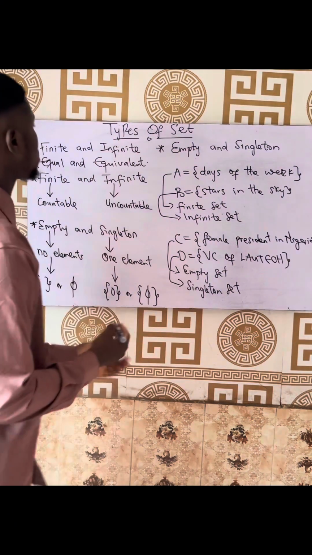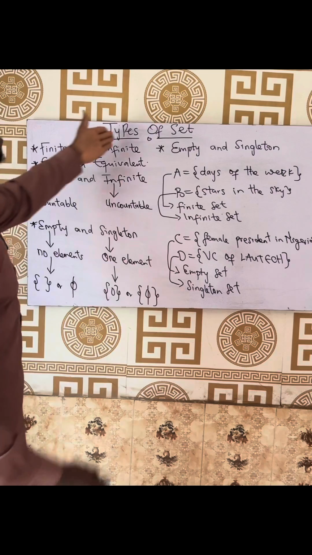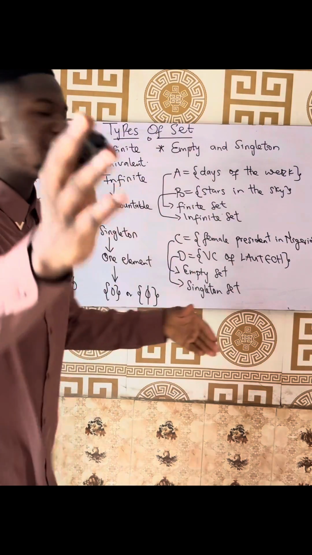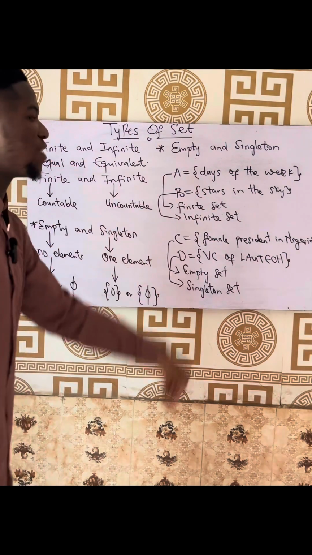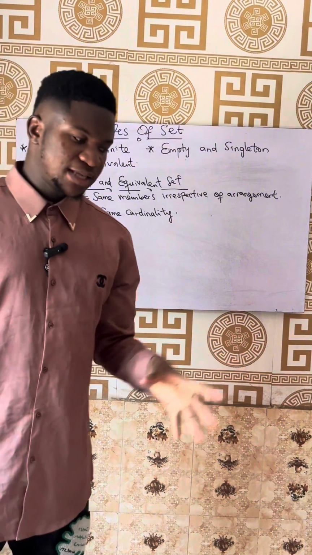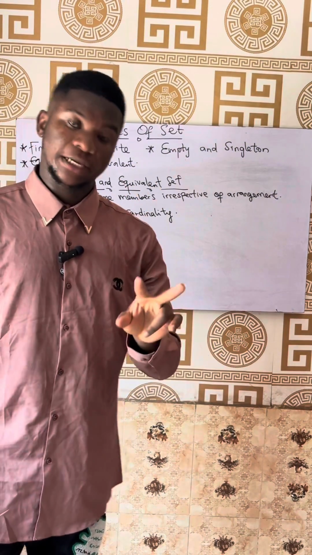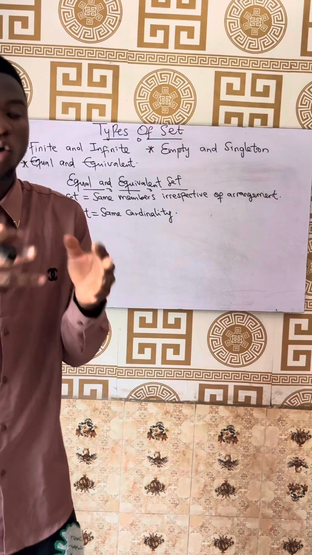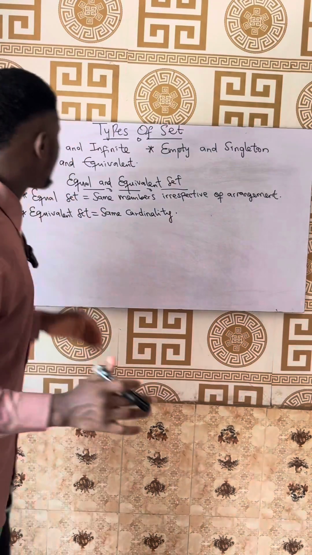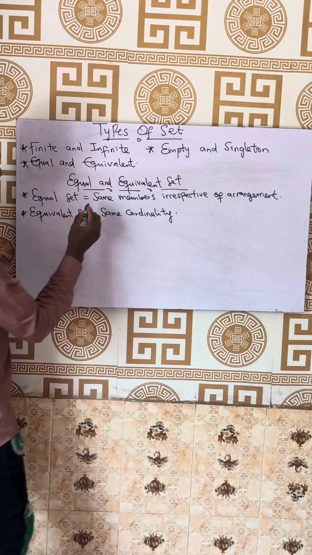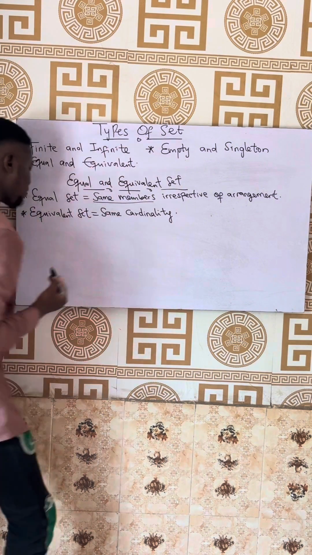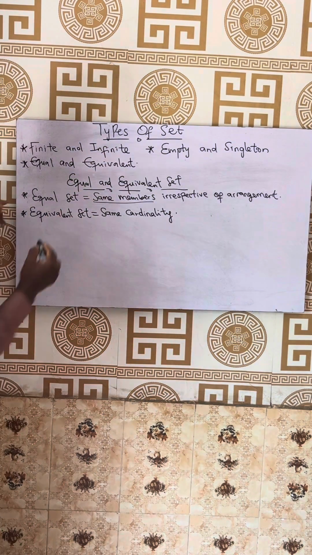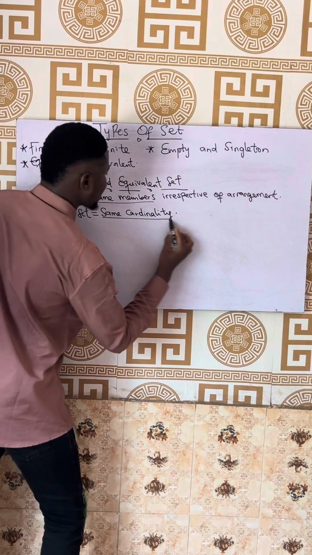So therefore, guys, once we've understood finite and infinite, empty and singleton, then let's move on to equal and equivalent sets. Equal and equivalent sets are two different things that you must not be confusing together. If we are talking about equal sets, we are going to be talking about same members. But if you are talking about equivalent sets, we are going to be talking about same cardinality.